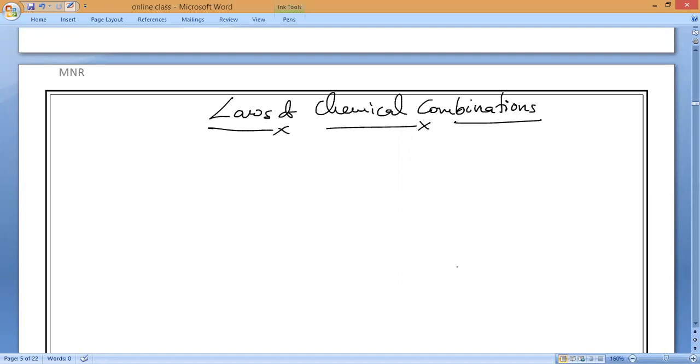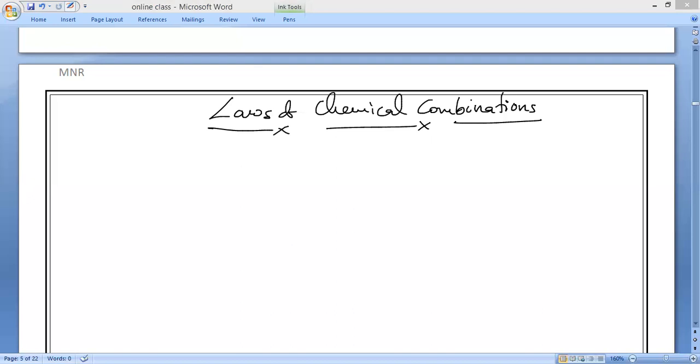So, as we already studied in the last class, the law of conservation of mass or law of conservation of matter is the first law of chemical combination, which was set by a scientist. Who is the scientist? Anthony Lavoisier. So he is the father of chemistry.